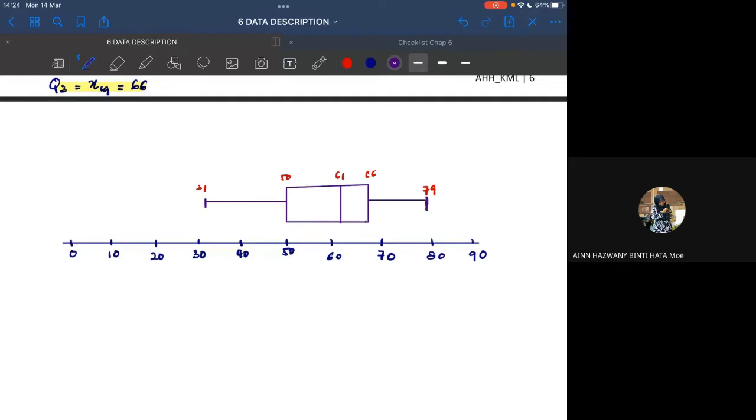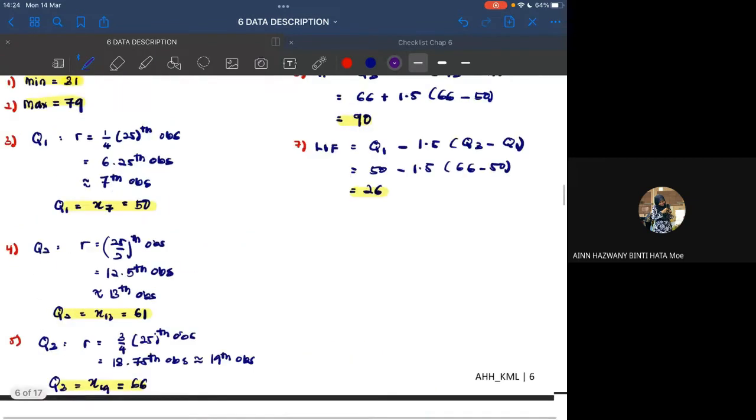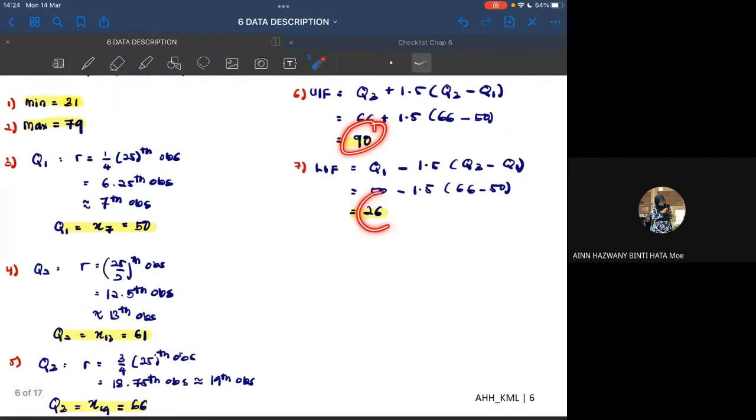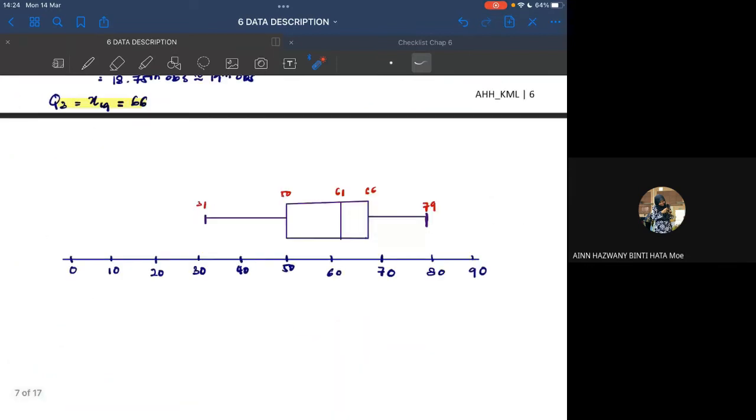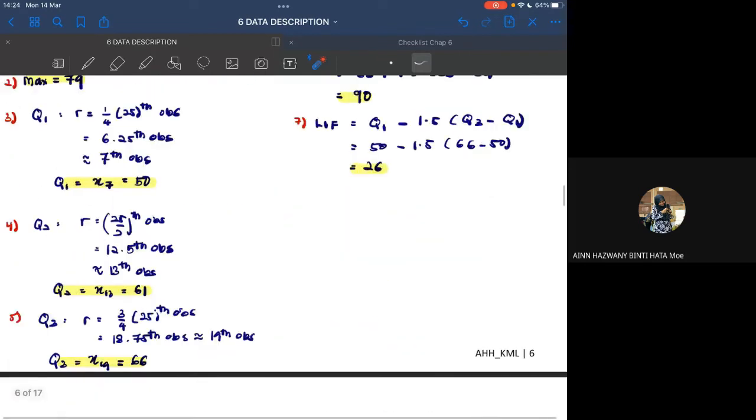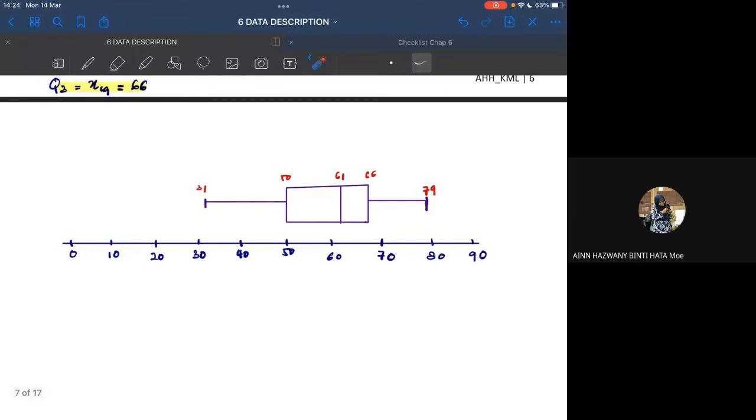Alright, so next we are going to draw our fence. Upper inner fence, lower inner fence. Okay, nama pun fence. Fence tu ialah pagar. So apa yang akan memagari kita punya box and whisker plot tu. So lower inner fence is 26. Here is 25. So 26 is somewhere here. So fence kita akan tulis sebagai dotted line macam ni. Okay, so this is lower inner fence 26.